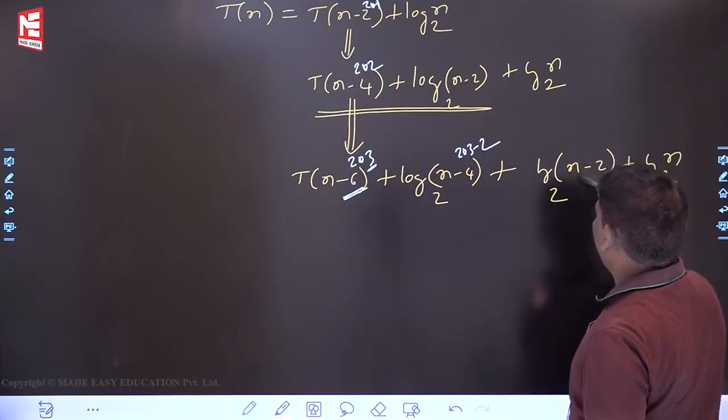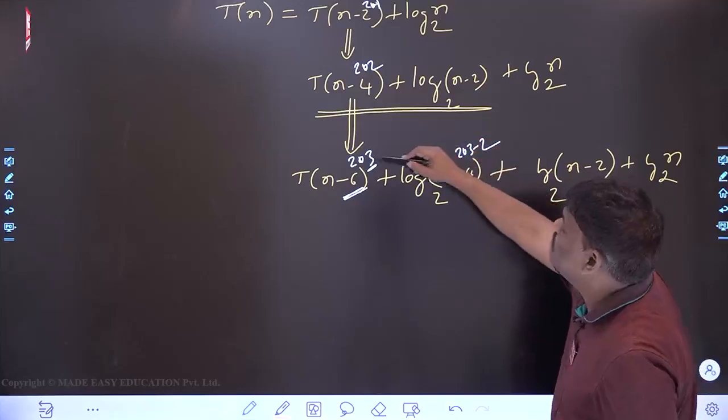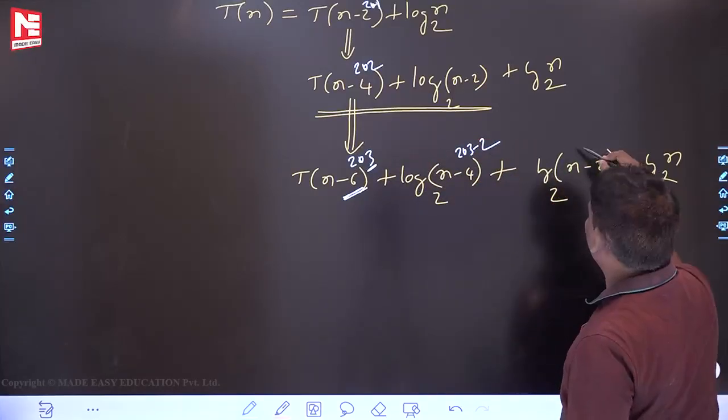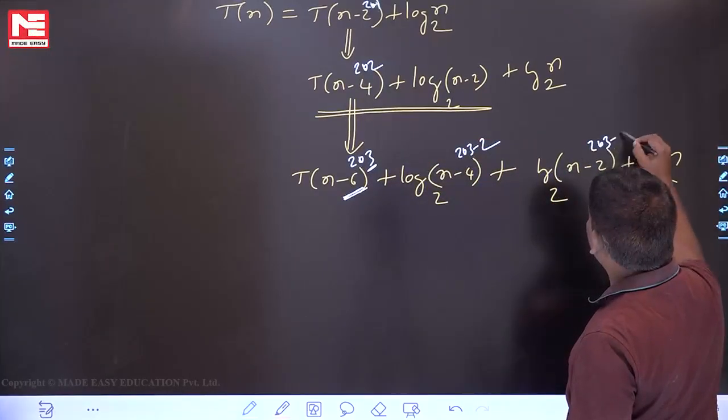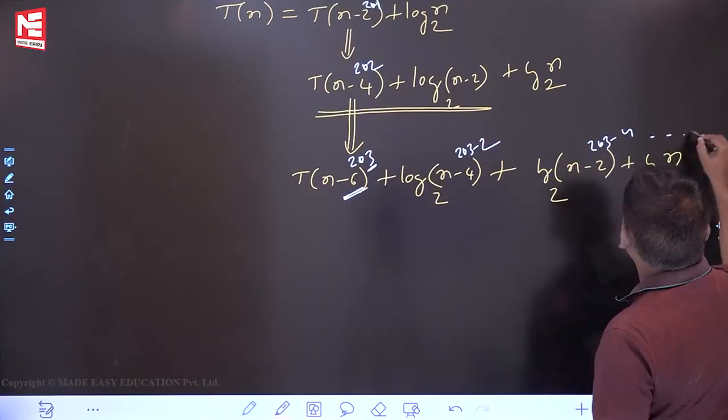Next one. What about this one? Let me check this one. It is the 2 into, it is the 6 means it is the 4. It is the 4 means it is the 2. What is the answer? It is going to be 2 into 3 minus 4. Same, it will continue like this one and so on.